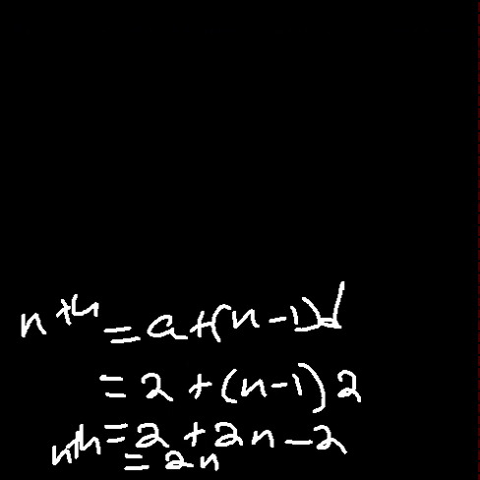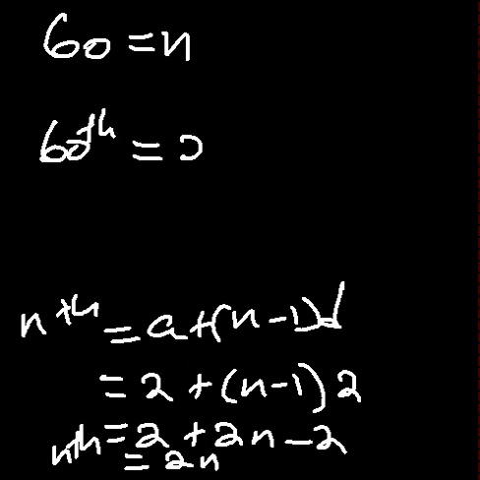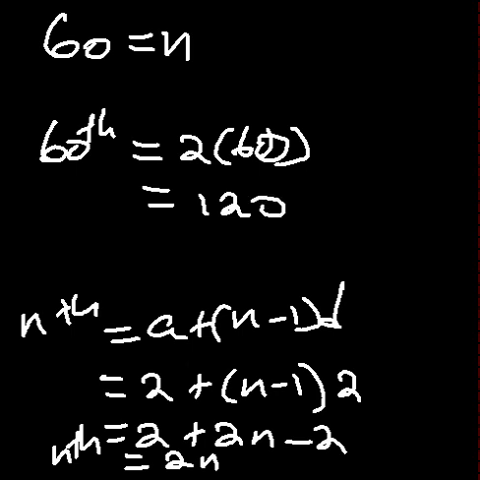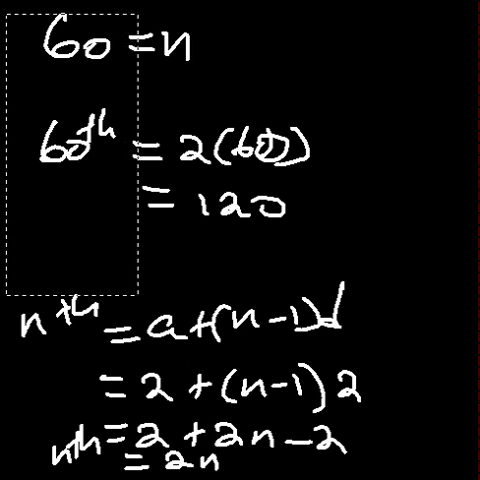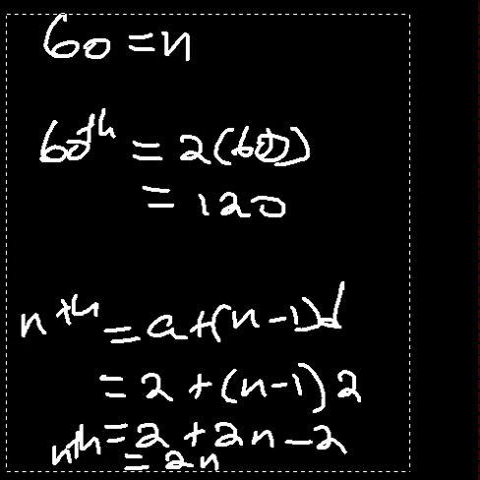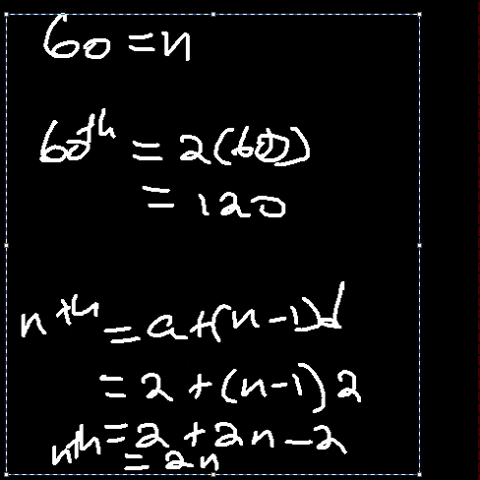Let's say if we like to have a term on position 60. If that's the case, it means n will be given as 60. Then the 60th term will be 2 times 60, that will be given as 120. So which means for that particular number pattern, the term on position 60 is given as 120. So that's the goodness with the nth term formula.